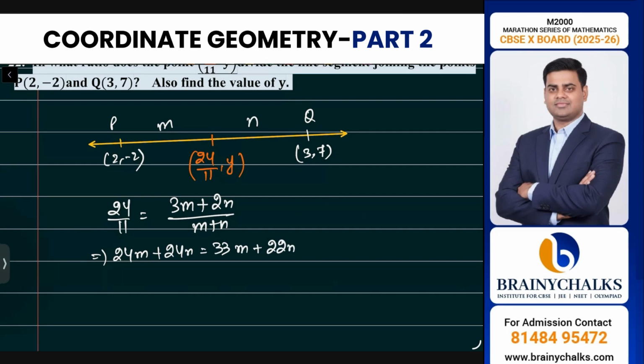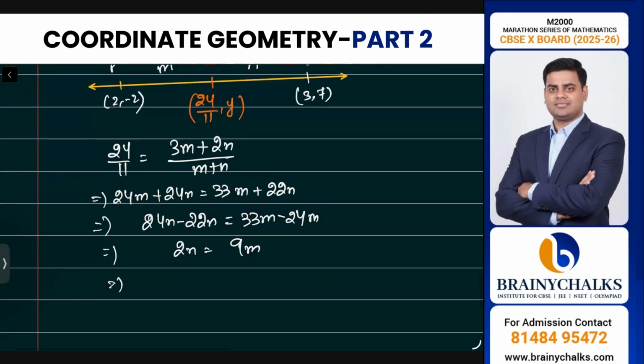So 24n minus 22n equal to 33m minus 24m. So 2n equal to 9m. So 2 by 9 equal to m by n. So the ratio is 2:9.